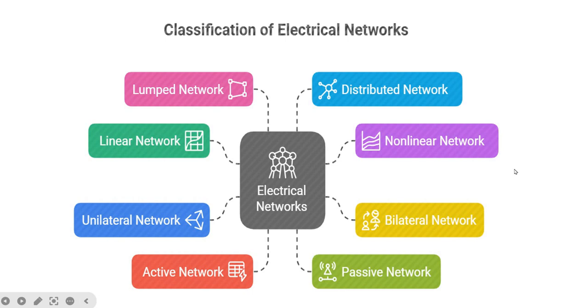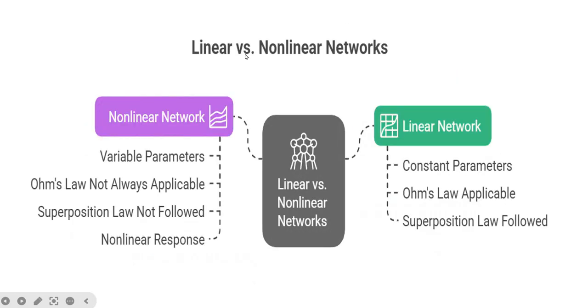So first we'll see what are linear and non-linear networks. So here it is a pictorial representation for the linear versus the non-linear networks. You can study one and you can write the opposite of that for the other one. So here what are linear networks? A circuit or a network whose parameters. Now what are the parameters?